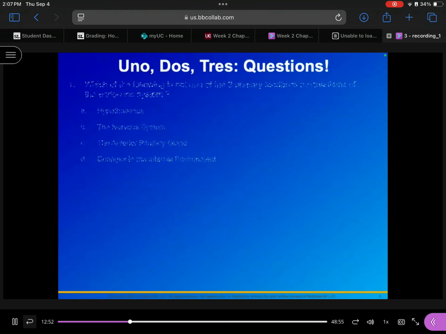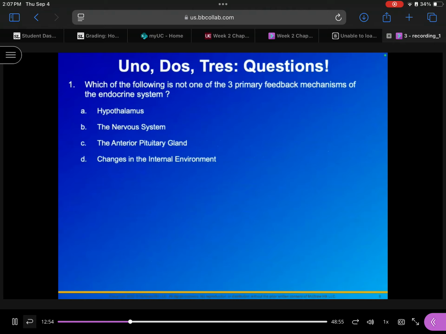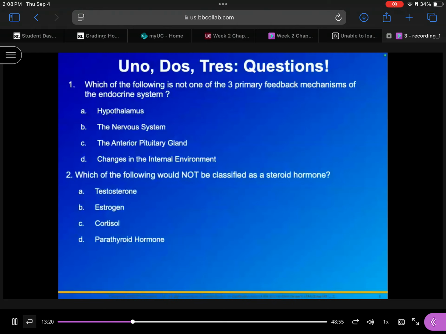All right, so a few more questions, just keeping us all in the same loop. Which of the following is not one of the 3 primary feedback systems of the endocrine system? So this is from the last lecture, trying to keep you up to pace. Very good. That's going to be C. We talked about the hypothalamus and the regulation system that's going to be taking place there, and then the anterior pituitary gland, and then changes in the internal environment, like with glucose and calcium, things like that.